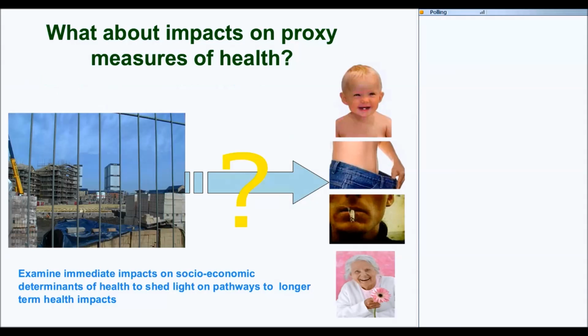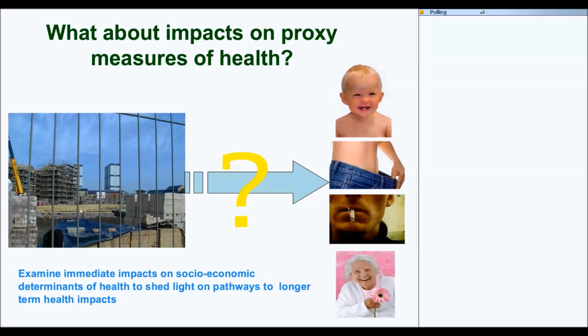Okay, so finally, I'd like to talk about proxy measures of health. As I mentioned, we didn't just look at health impacts, we also looked at socioeconomic impacts. The reason for that is that it's all very well saying housing is linked to health, and therefore if you invest to improve housing, you'll see improvements in health outcomes. On the right-hand side of the slide, I used pictures to illustrate examples of improved health outcomes, like healthy child outcomes, reduced obesity, reduced smoking, healthy lifestyles, and then living to a healthy old age.